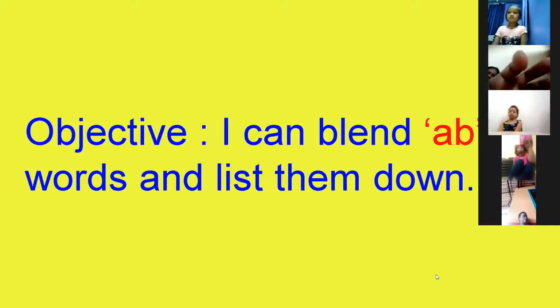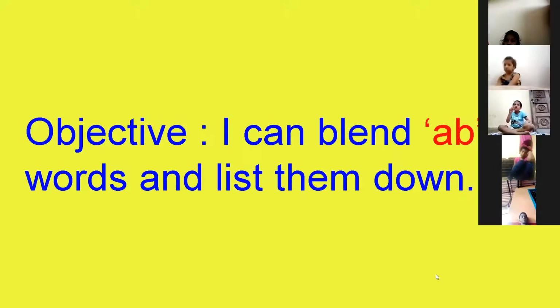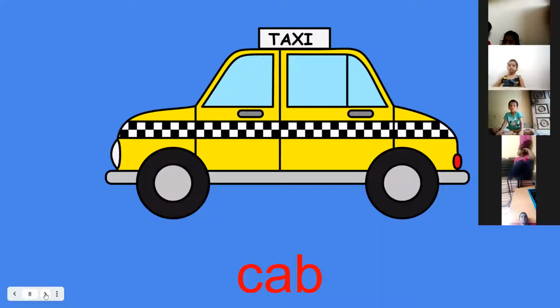So I can blend ab words and list them out or list them down. Ab. Okay. Now let's see which are these ab words. Okay. So here comes on your screen. You all will only listen and no one will write anything because afterwards Didi will give you some dictation. Yes, so we can see what is this on the screen. Okay, who will tell me this?